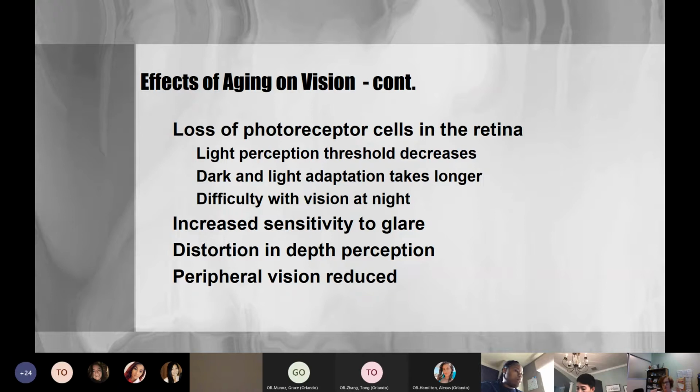And of course, we do the confrontation test. We do the peripheral vision, and so it will also start to become a little bit more reduced, and they cannot see. We need to know these things about our patient because we need to be aware of how we should interact with them.